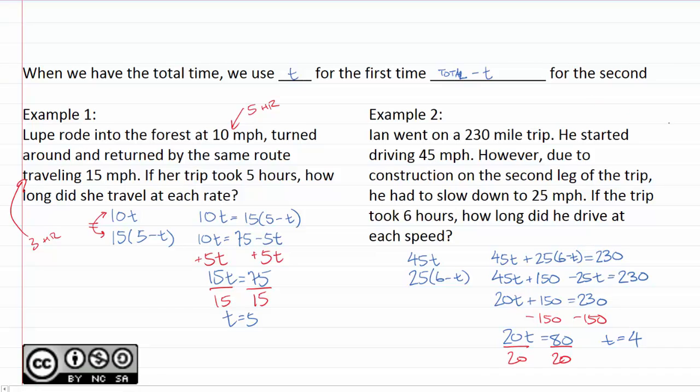Now they ask us how long did he drive at each speed? Well, he started driving 45 miles per hour. That leg of the trip took him 4 hours. Then he slowed down and went 25 miles per hour. That part of the trip took him the remaining 2 hours, which adds up to a total of 6 hours.